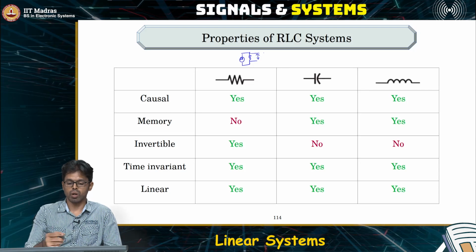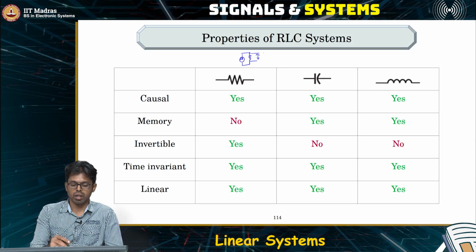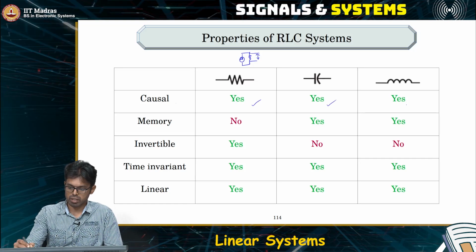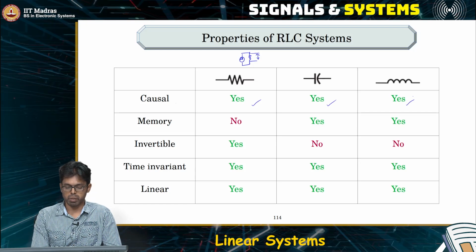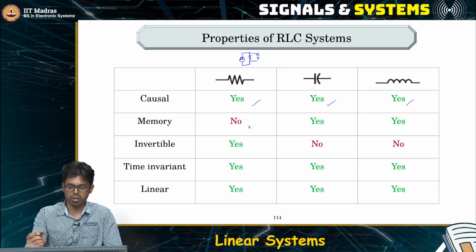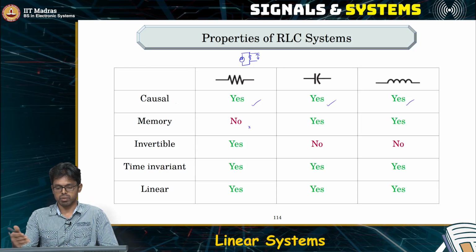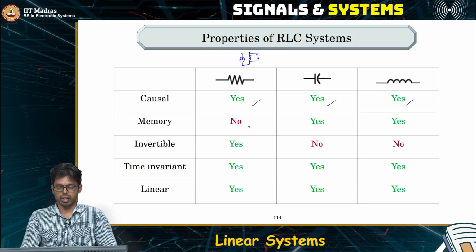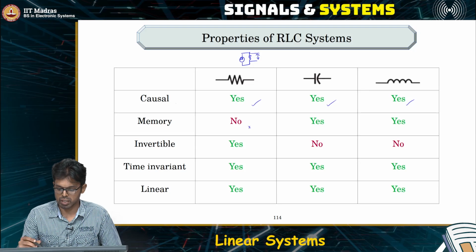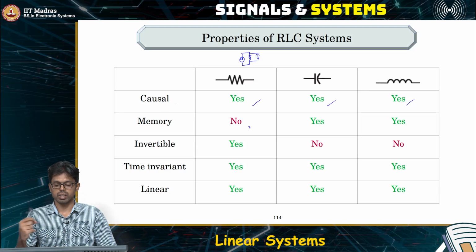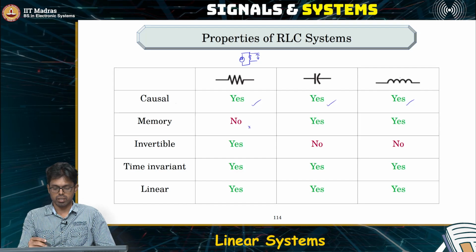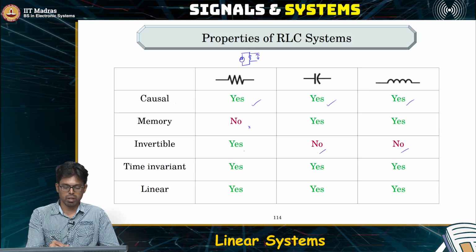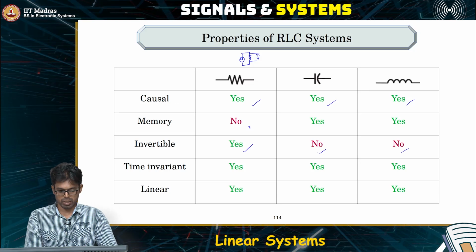Now when we observe the output across these components, do they satisfy causality as a system? Yes. Resistor, capacitor, and inductor, they satisfy causality. And what about memory? Clearly the resistor does not have any memory, but of course inductor and capacitor, we saw that they could be modeled with a differentiator and integrator, and hence they do have memory. Are they invertible? Clearly, once again, because the capacitor and inductors are modeled through the integrators and differentiators, they do not possess the property of invertibility. They are not invertible. But the resistor is a very simple component, it is invertible.